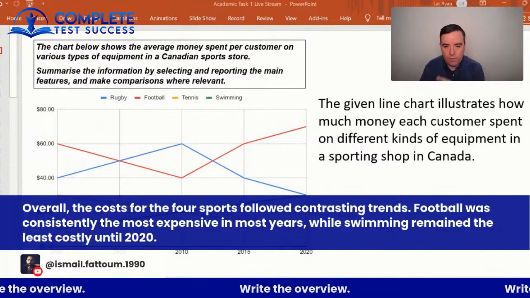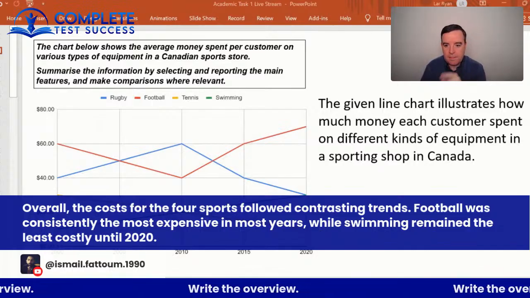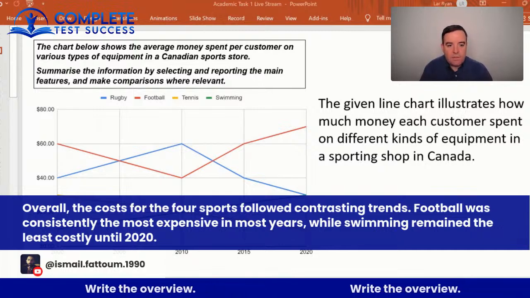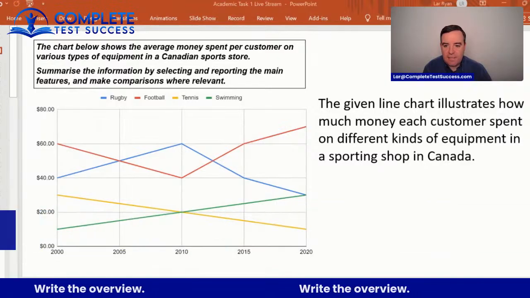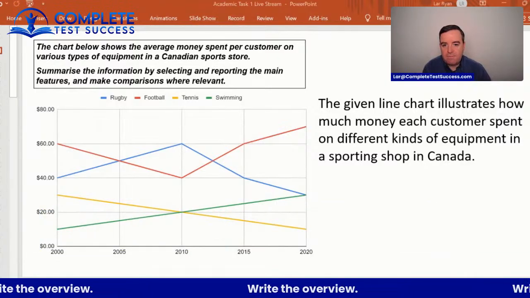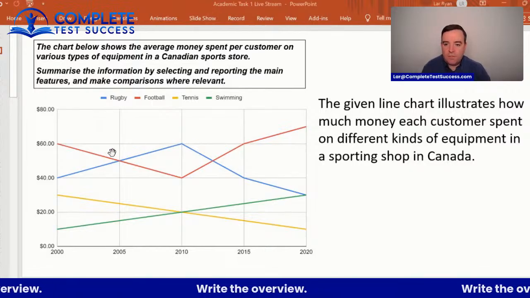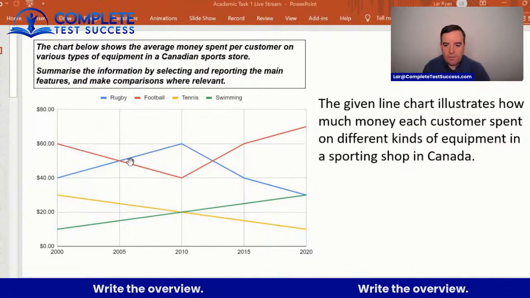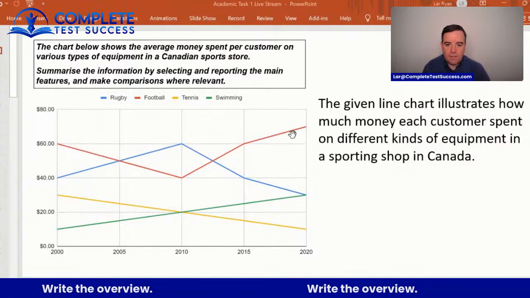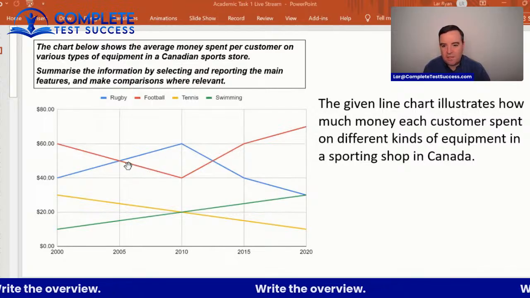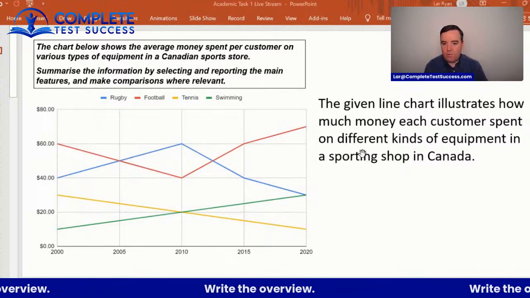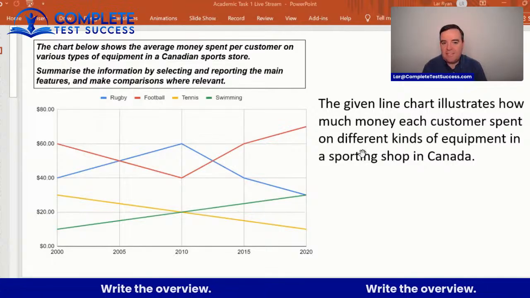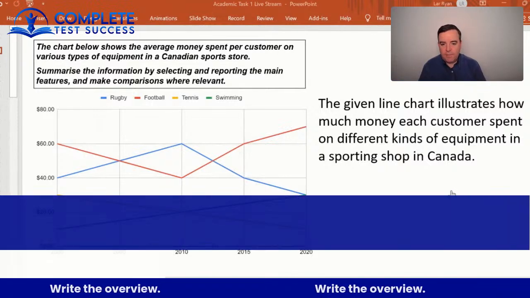So I'd just go, "Overall, football was consistently the most expensive in most years." No. So consistently means always, and then in most years means not always. I mean, football, if you want to talk about the highest and lowest, you could say it was highest at the start, and you could say it was highest at the end, but it wasn't always highest. So it's not really a great description to say it was nearly always highest, and it wasn't, I mean, a little bit more than half the time, but we wouldn't say all the time. So maybe pointing out the start and the end if you want to talk about it being highest.